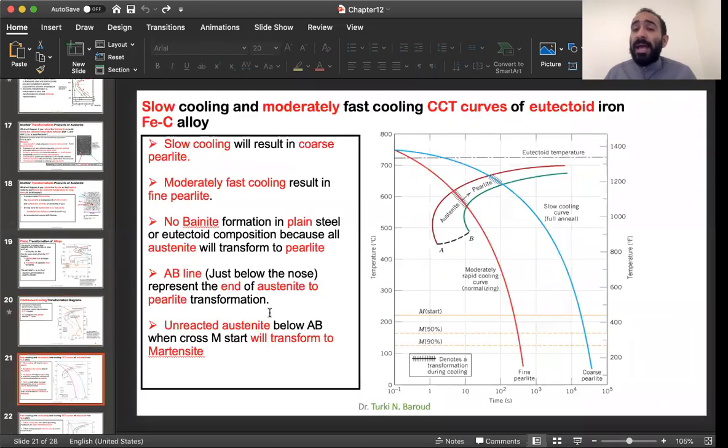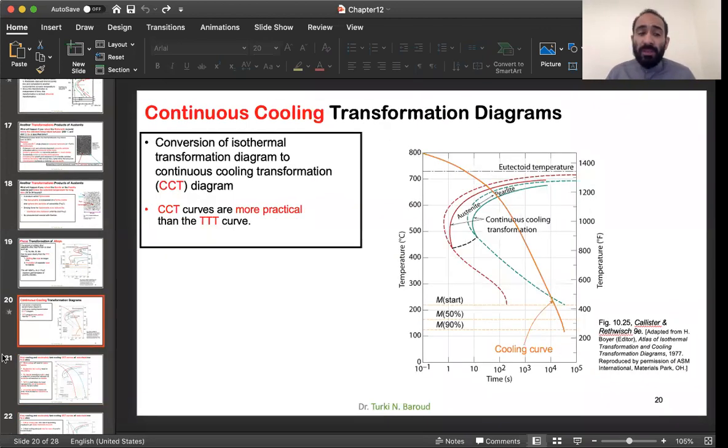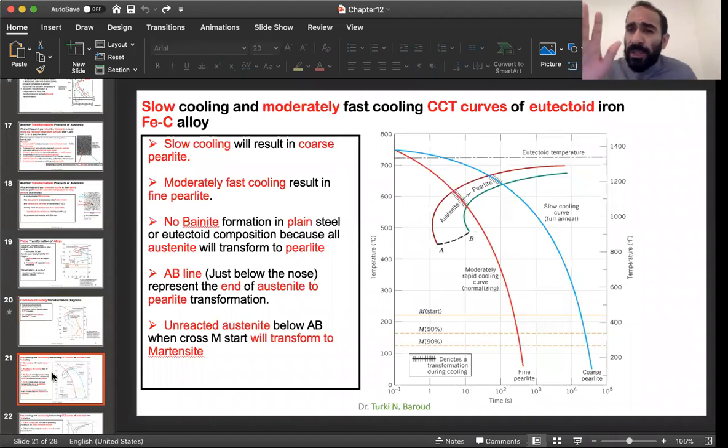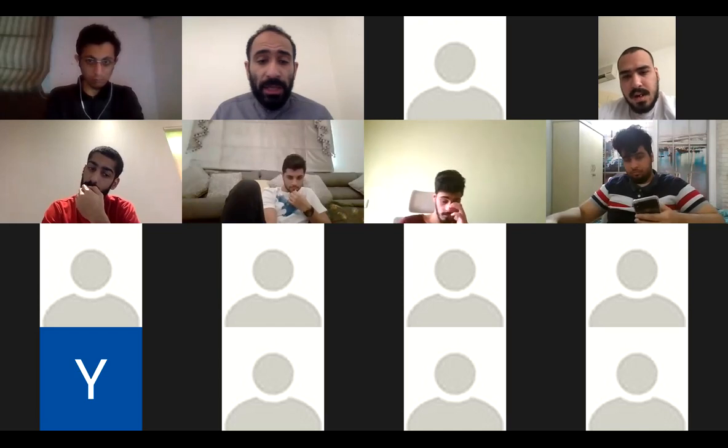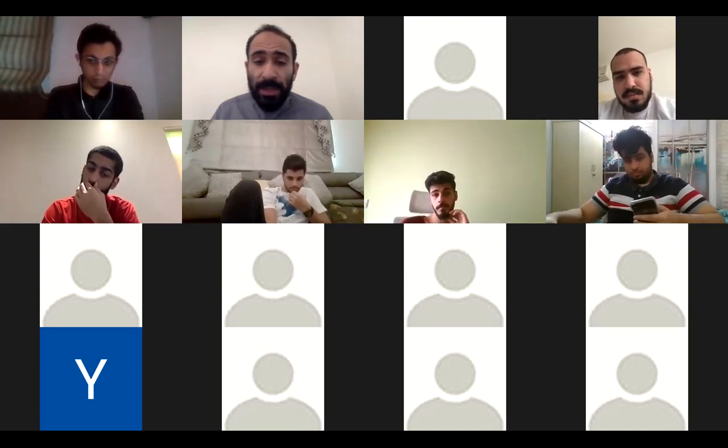And we're going to have different diagrams called CCT, which means continuous cooling transformation, which is going to look similar to the TTT diagram with slight modification. What we're going to do is look at different cooling rates and see how different cooling rates might end up producing different microstructures. So I'm going to stop over here and inshallah continue in the next class.